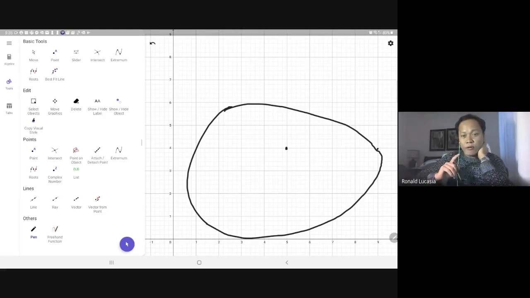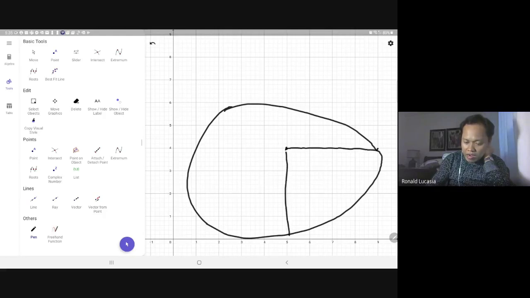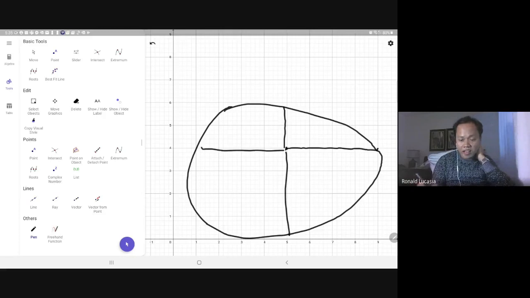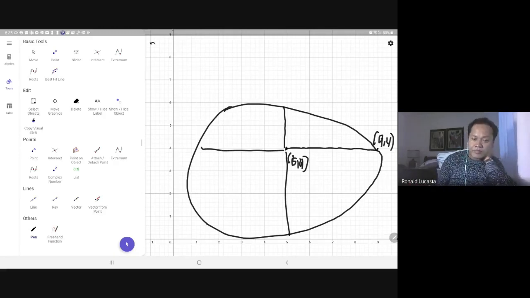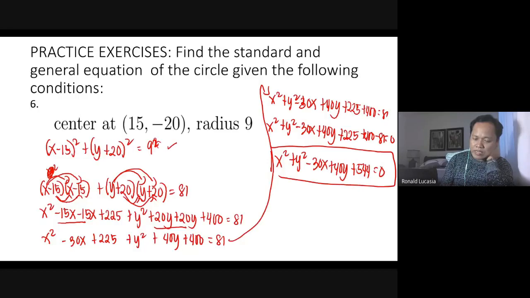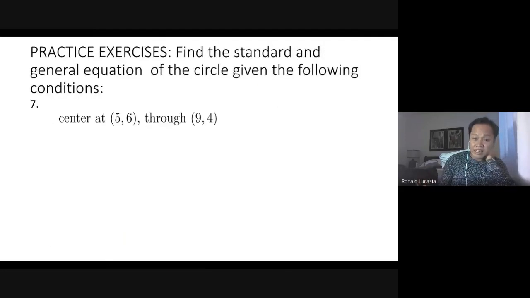So, kailangan ko ng radius. Ang radius dyan basically is mula rito papunta dyan. Ano kaya yan? Any idea? Ito ay 5, 6. Ito ay 9, 4. May naaalala sa geometry niyan? Walang nakaalala. Gagamitin natin dyan yung distance formula.